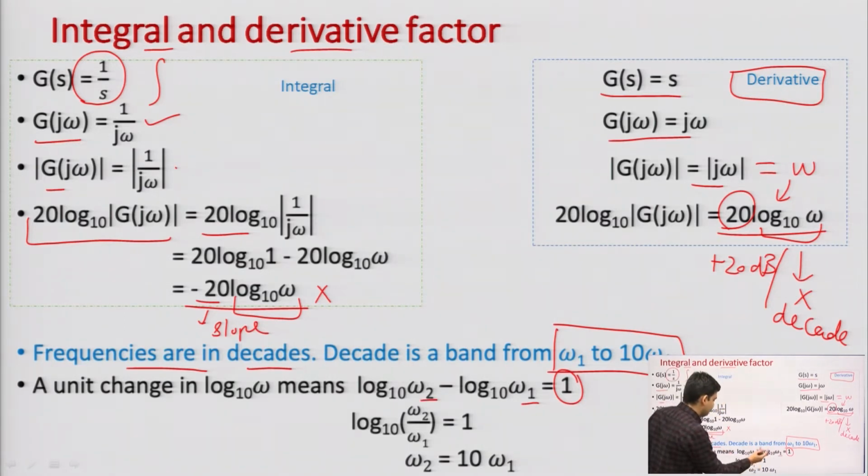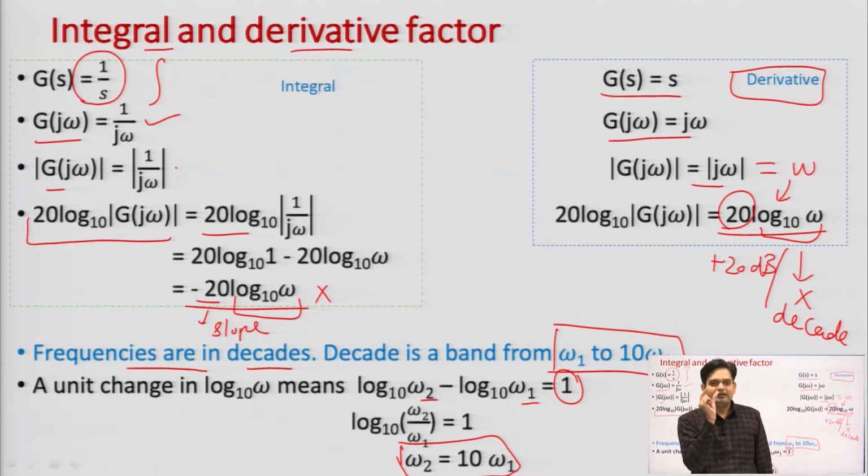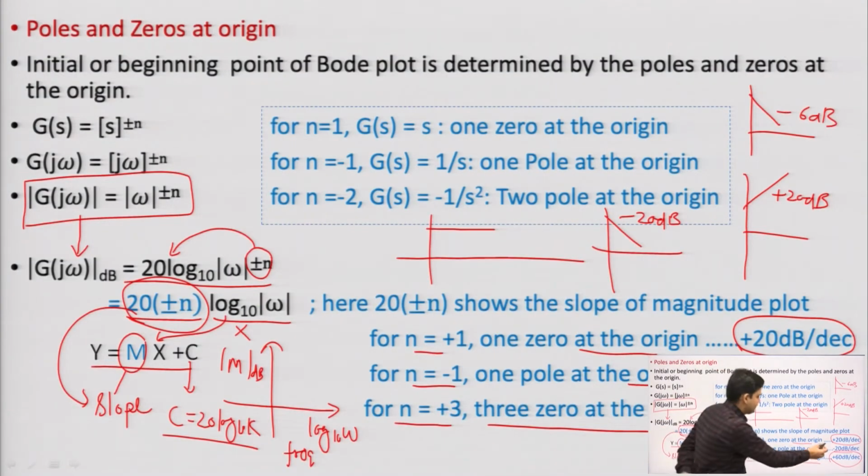Okay. So, I can say this difference is log 10 omega 2 minus log 10 omega 1, or log 10 omega 2 by omega 1 equal to 1, or omega 2 equal to 10 times omega 1. It means if I move a unity distance in the x axis, it is equivalent to a movement of 10 times the frequency, or 10 omega, in the x axis. So, that is why we are saying our magnitude is changing per decade. This is the reason behind using per decade in the slope. We are saying plus 20 dB per decade, minus 20 dB per decade. This is the basic reason behind it.